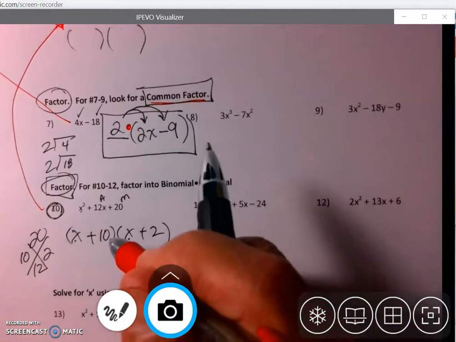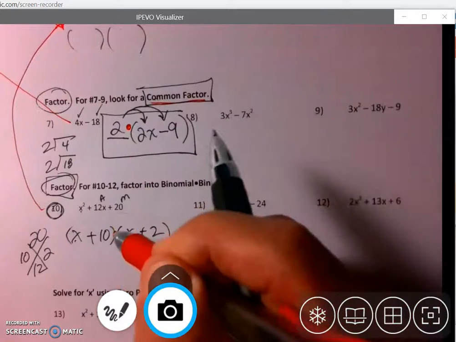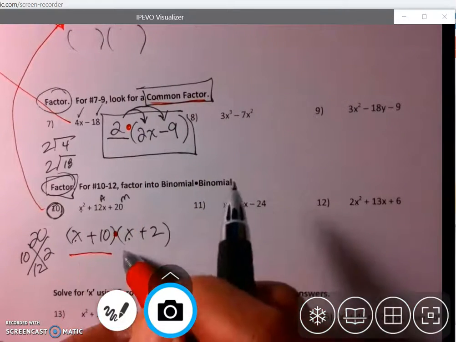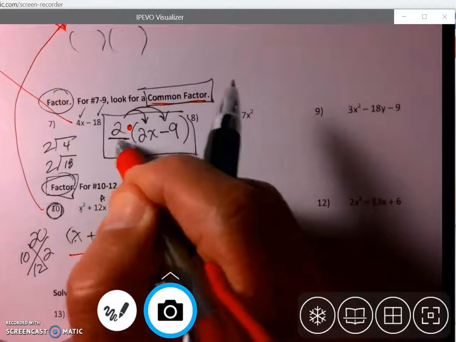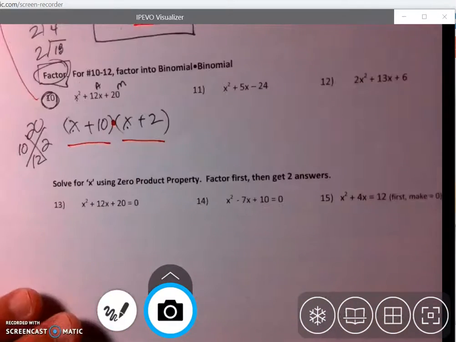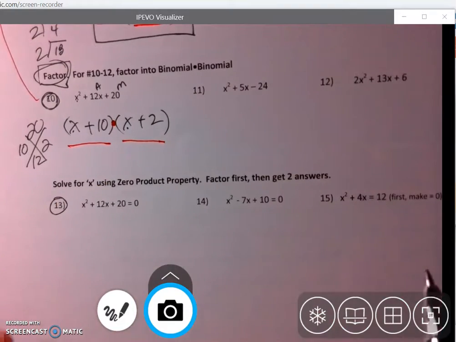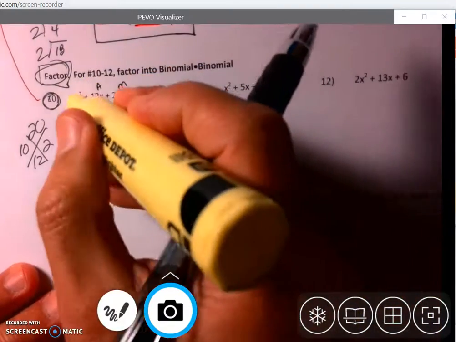This again is factoring, where I split it into the multiplication of 2 terms. This is called a binomial term times a binomial term. This is called a single term times a binomial, but it's splitting it into the multiplication of parts. Number 13 here, we're actually going to solve. This is pretty much the same exact question here.